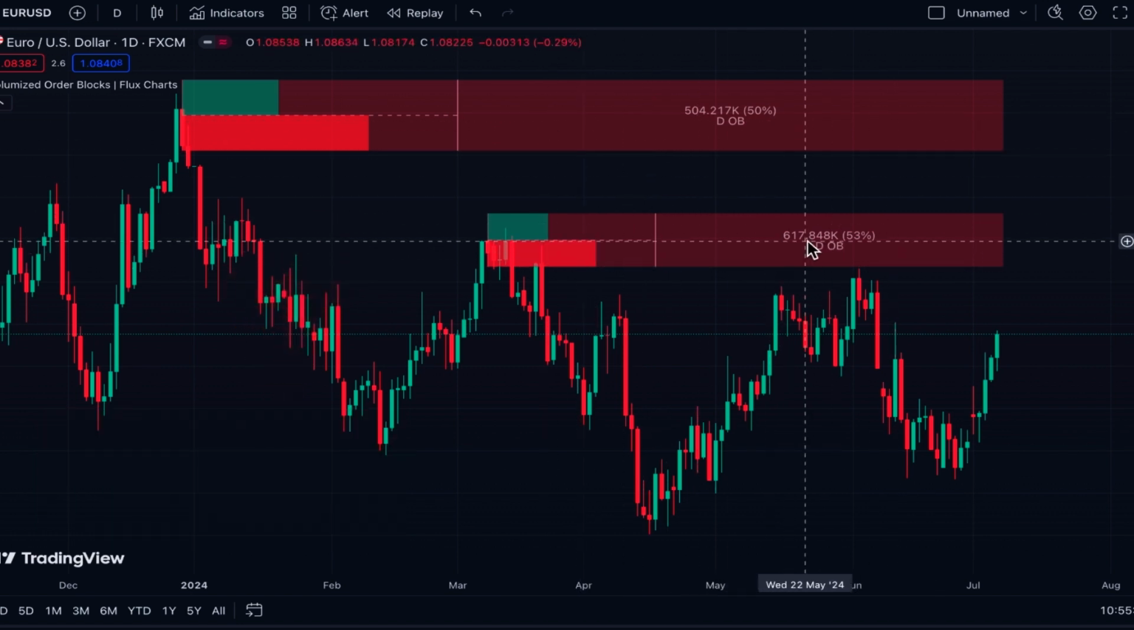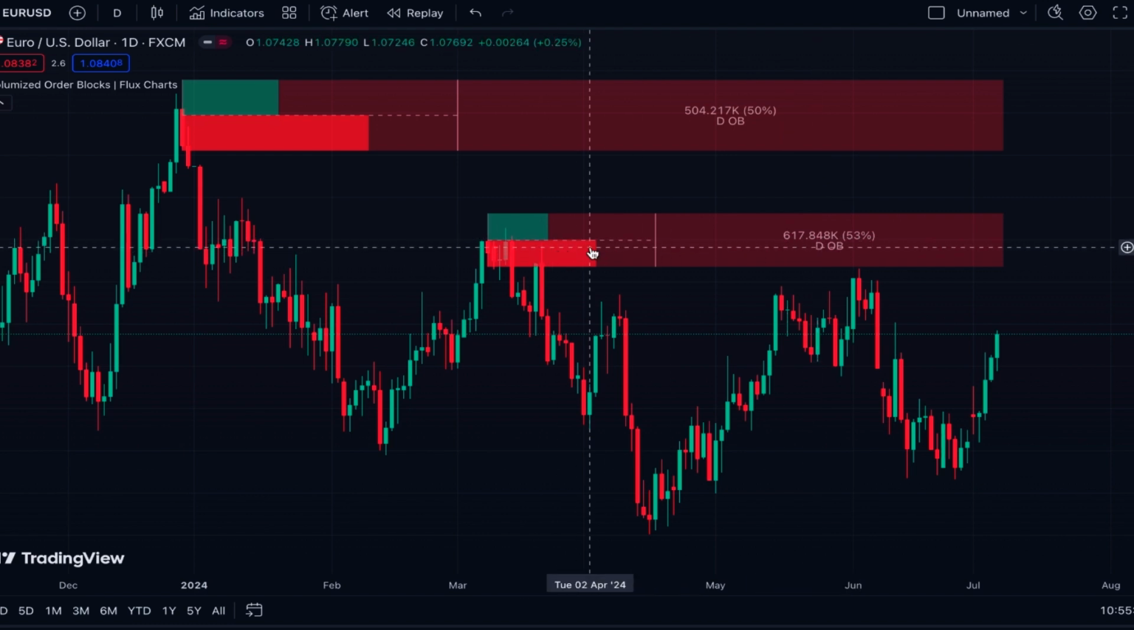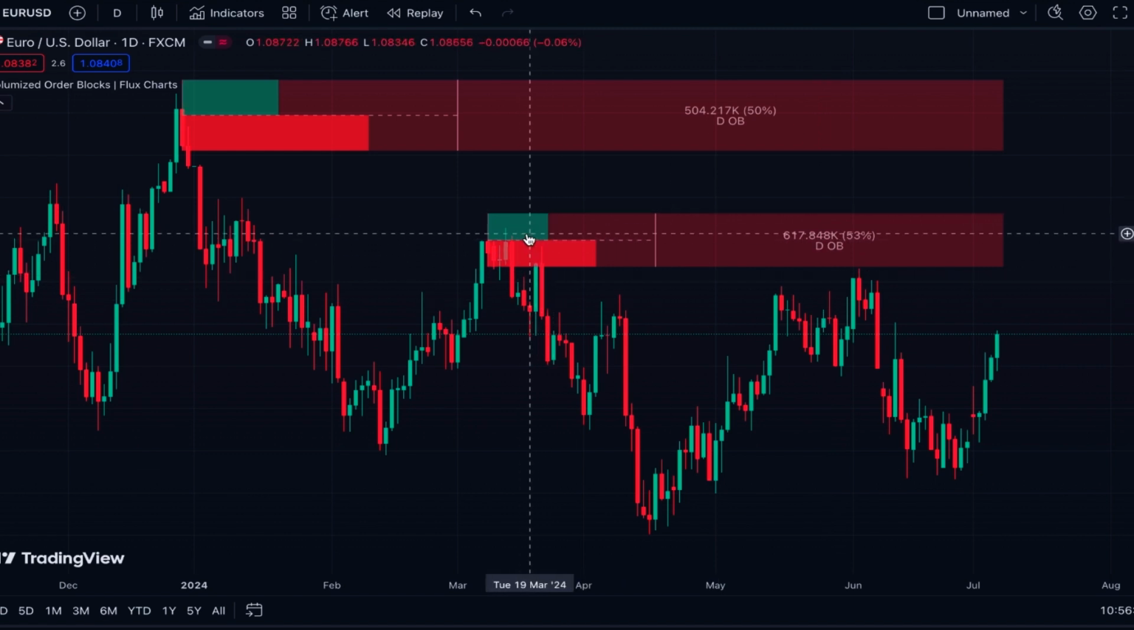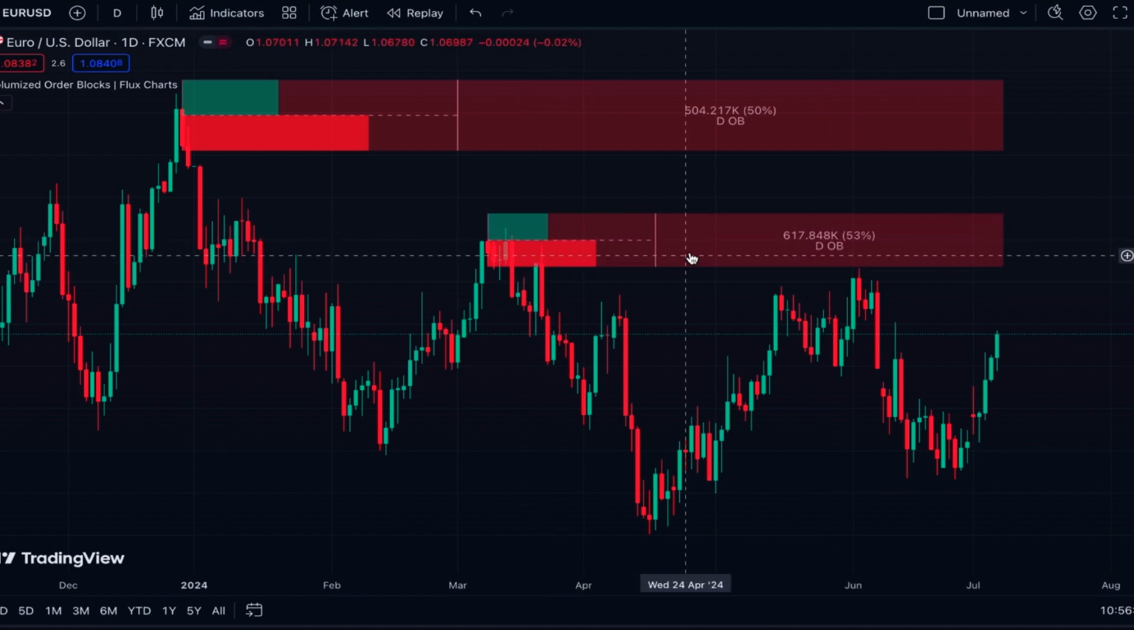Similarly, this is the total amount of volume for this bearish order block, and this is the ratio of bullish and bearish volume. So by having volume information and also buying and selling volume separately, you can effectively evaluate the strength of order blocks on the chart.